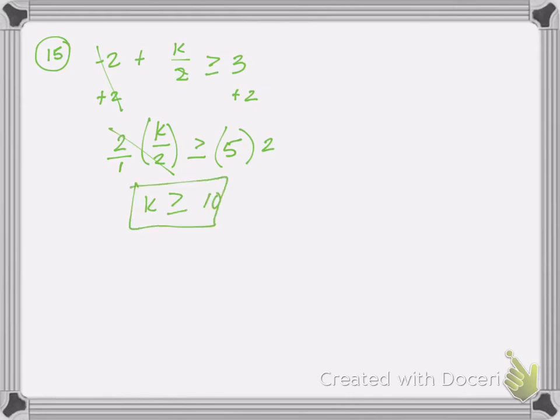What happens if, let's say, there was a negative on the left side, and I needed to multiply by a negative? What would happen to the sign? It would flip. So remember, when you multiply by a negative, it flips the sign, and it would become k is less than or equal to 10. So when it's negative, remember to flip the sign.